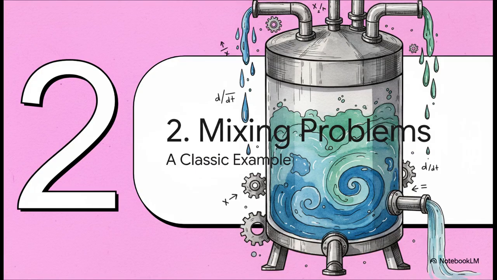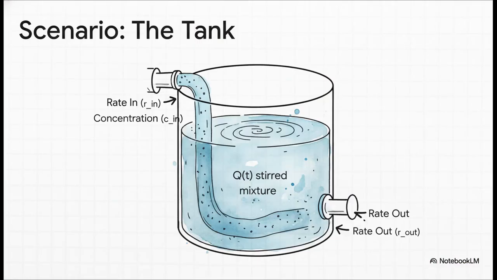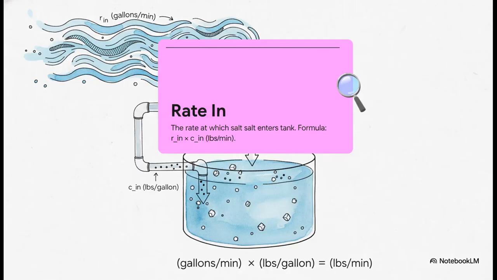Okay, so to really see this in action, let's get our hands dirty with a classic textbook problem, the tank mixing problem. It's like the perfect little laboratory to see how all these pieces work together. So here's the setup. You've got a tank, and inside there's some amount of salt that's changing. That's our Q(t). We've got salty water, or brine, flowing in, and at the same time, this perfectly mixed solution is flowing out. Our whole goal here is to figure out a way to model Q(t), the amount of salt at any given moment.